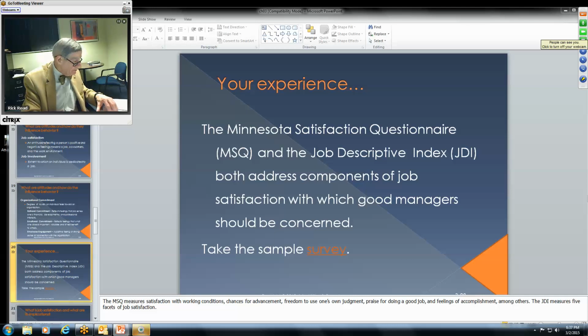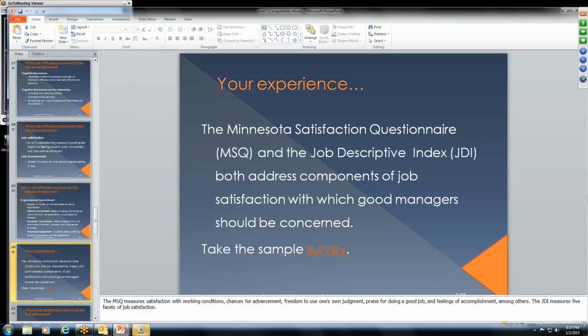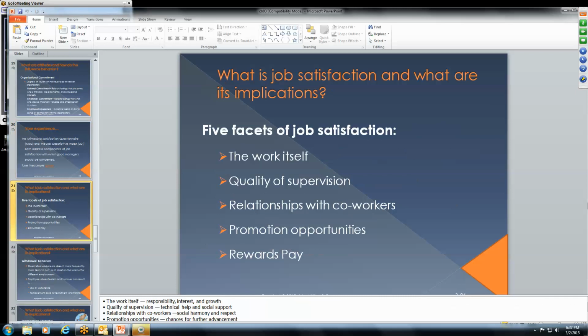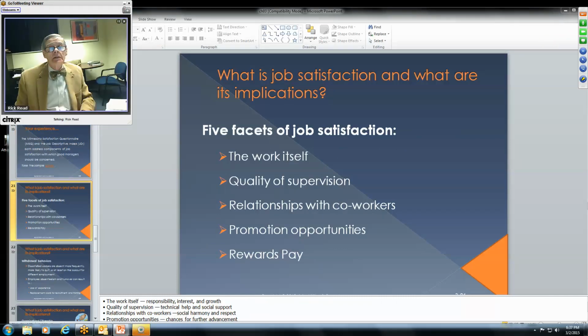All right, but let's look at the factors that make up job satisfaction. And you'll find this when we get to next week, we'll talk about Fred Herzberg's theory. I want you to think about what Fred Herzberg says and how these facets of job satisfaction relate to Herzberg's two-factor theory.